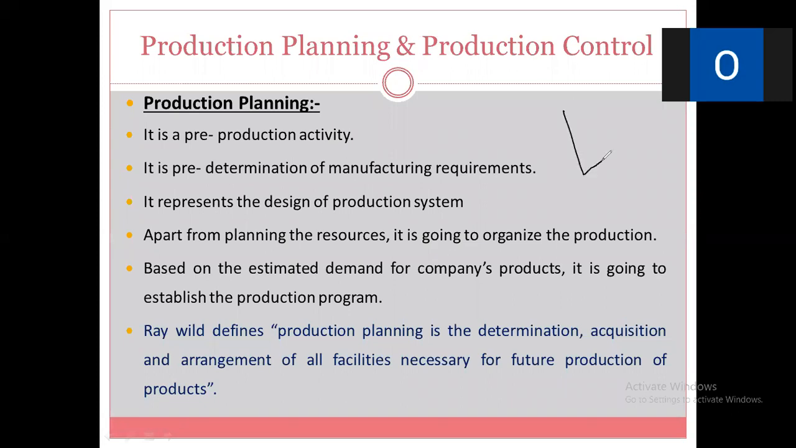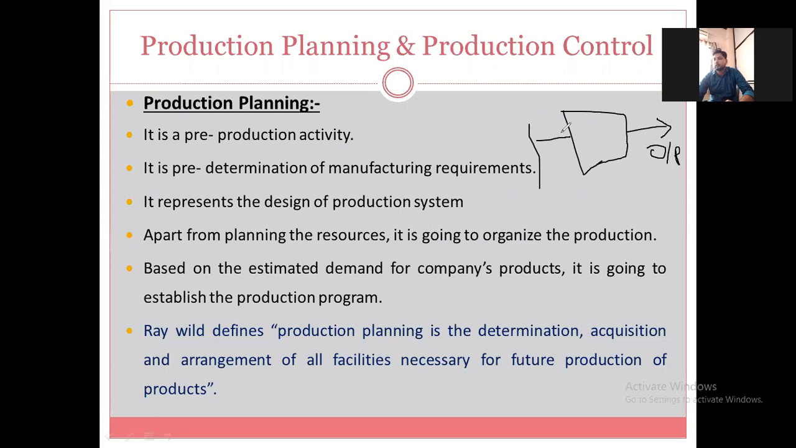Okay, so in a production system you require resources, whatever the resources are, and here you will get the output. So the input will be the resources and the output will be considered as the goods. And here you are doing the production process.